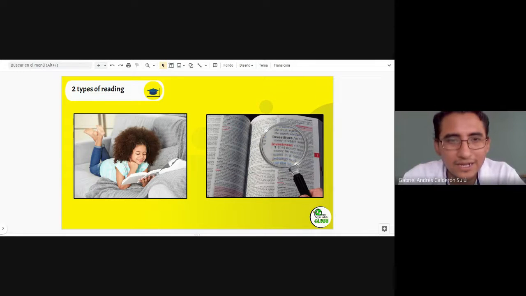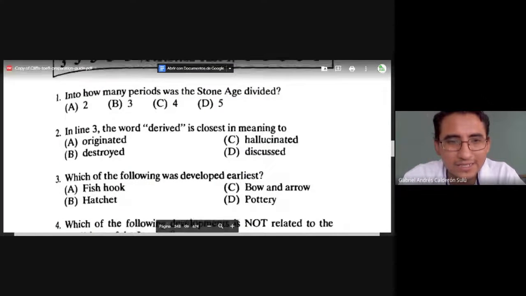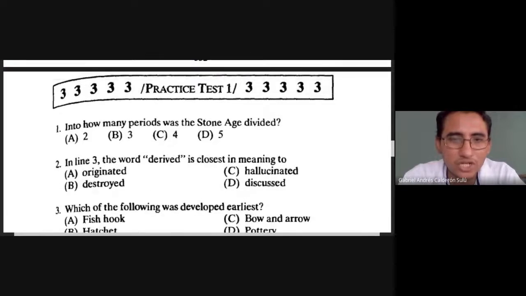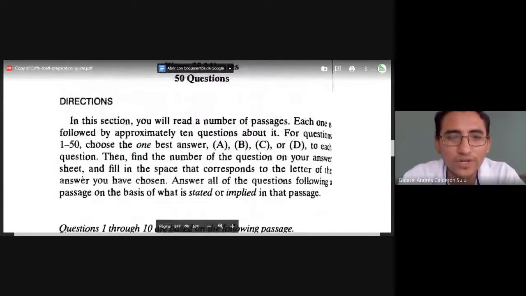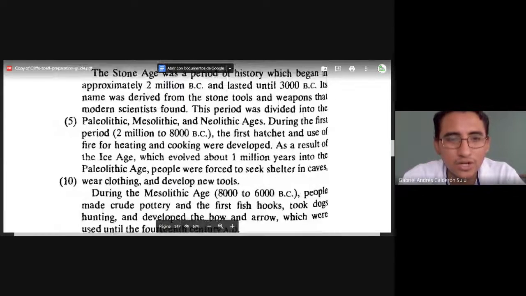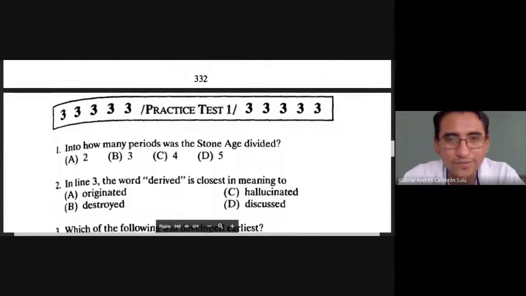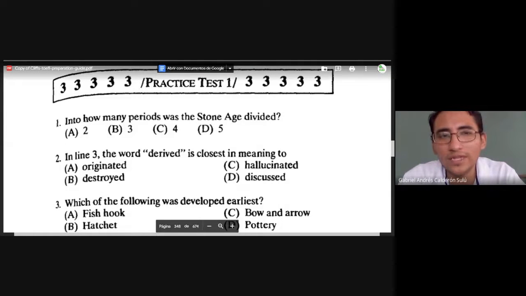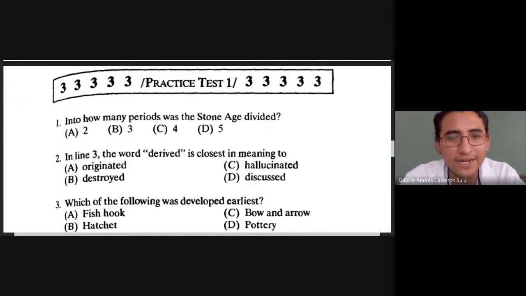All right. So let's practice with the following activity with the following text. Remember that one of the tips that I mentioned is don't read the text. Go for the questions first. So first you go to the questions, and then you see what kind of question you have first. The first question is, into how many periods was the Stone Age divided?